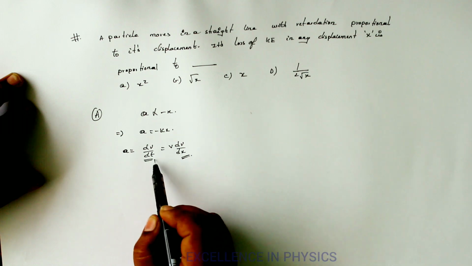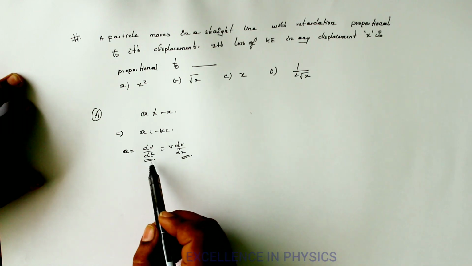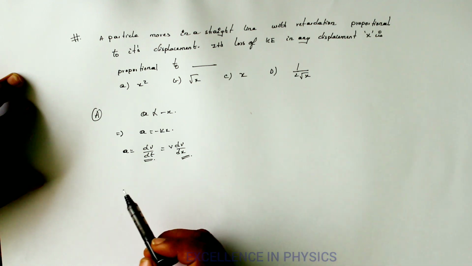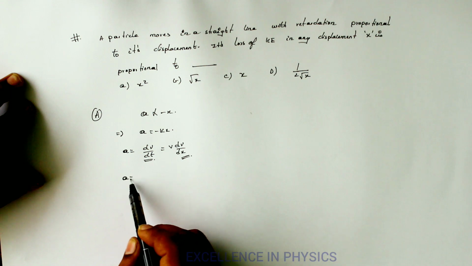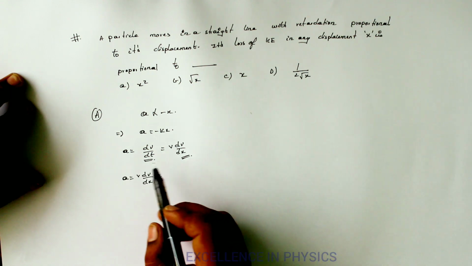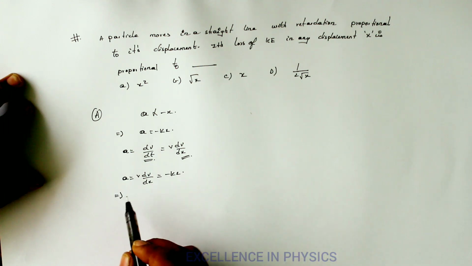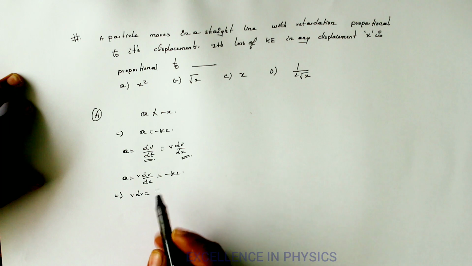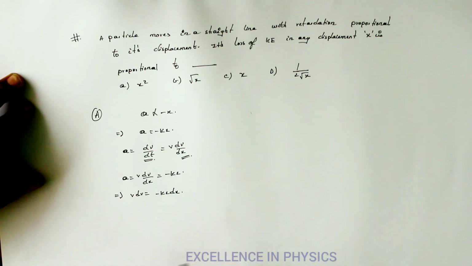Here this relation I cannot use because acceleration is not changing with respect to time. Acceleration is changing with respect to displacement here. So I will use the relation A equals v dv divided by dx, and it is given as minus kx. So this equation I can write: v dv equals minus kx into dx.